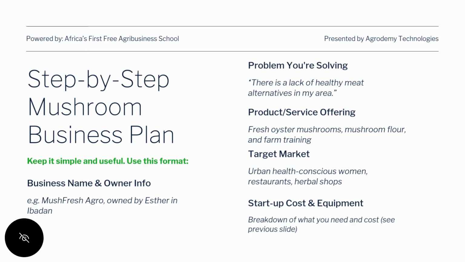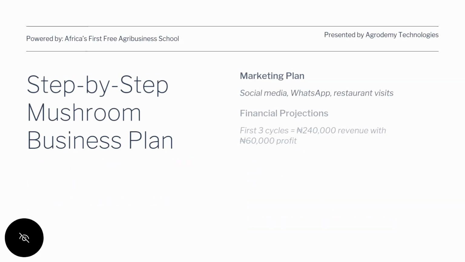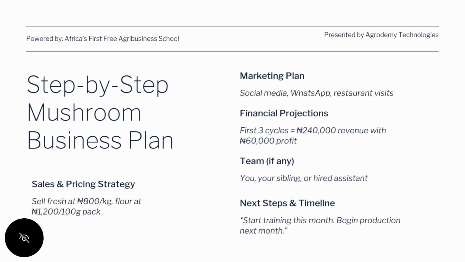Who are your target markets? Maybe you are targeting urban, health-conscious women, restaurants, and herbal shops. Then you do a breakdown of what you need: your startup cost and your startup equipment. The next thing is your sales and pricing strategy. You want to sell your fresh mushrooms at 800 naira per kg, and your flour at 1,200 per 100 grams, right? And your marketing plan: social media, WhatsApp, restaurant visits.